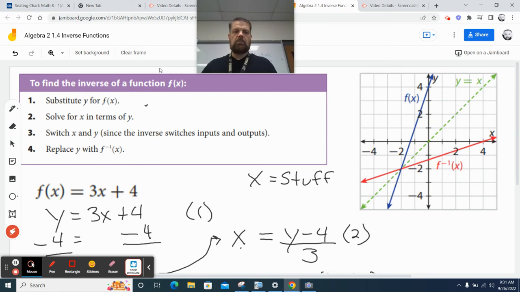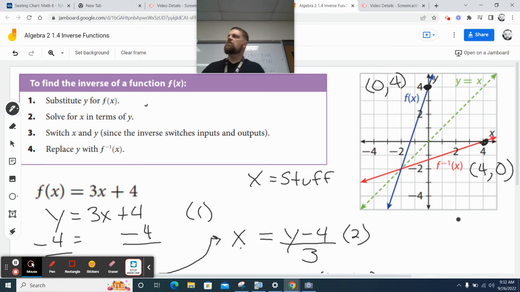I do want to point out a couple of points. You don't have to label every point, but this point right here, what's the coordinates for that? 0, 4? Yeah? Be sure to write that down. What's the coordinates for this? 4, 0. What do you notice about the x and y values between f and f inverse? Yeah, they switch. They flip-flop. Right? They flip-flop. Okay? That's no accident.